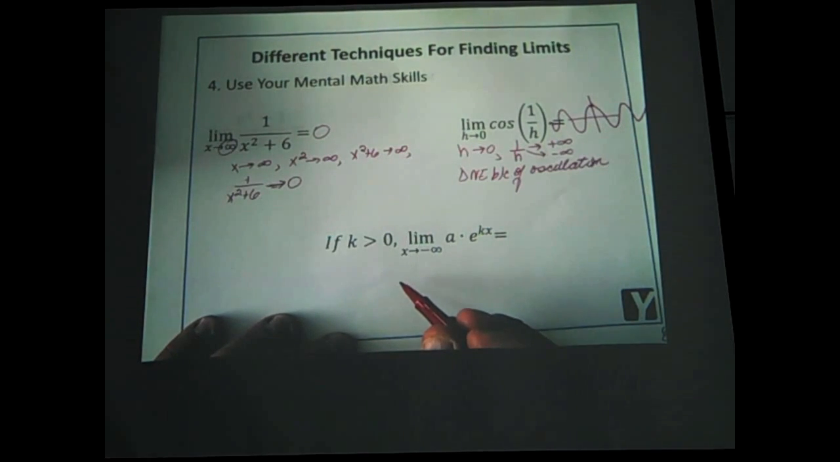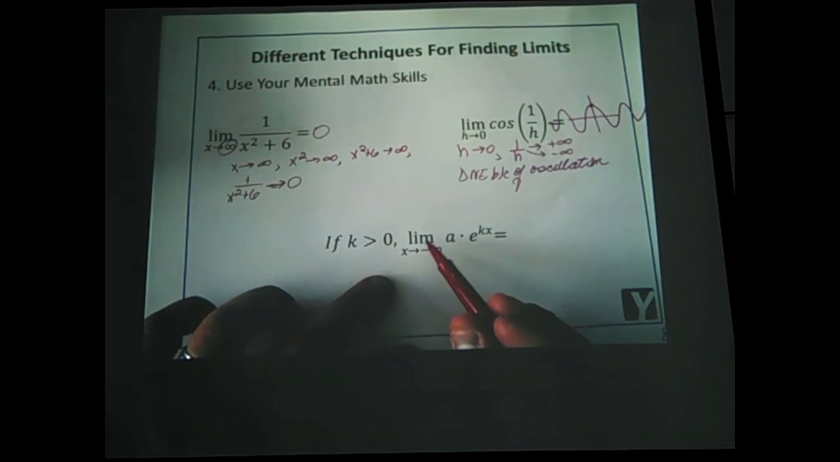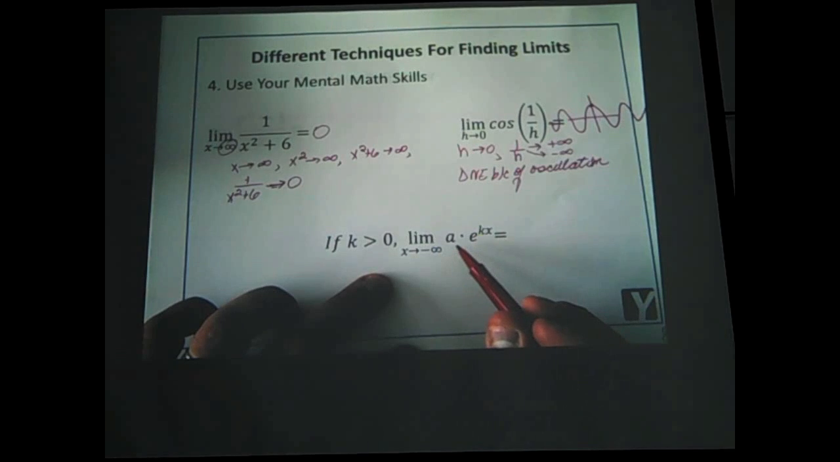Last one, a little bit trickier. Now we're bringing in parameters. We have k. We're told that k is greater than 0. And now we need to find the limit as x approaches negative infinity of a, don't even know what a is, times e to the kx power.